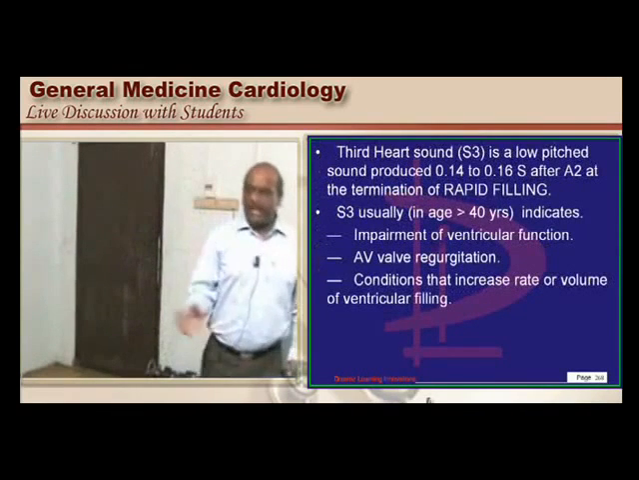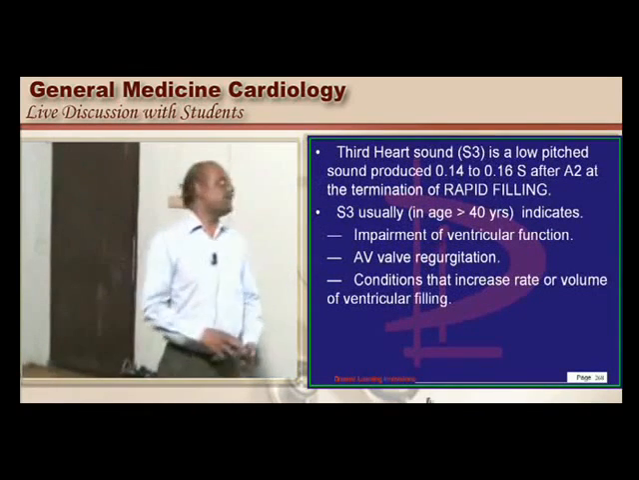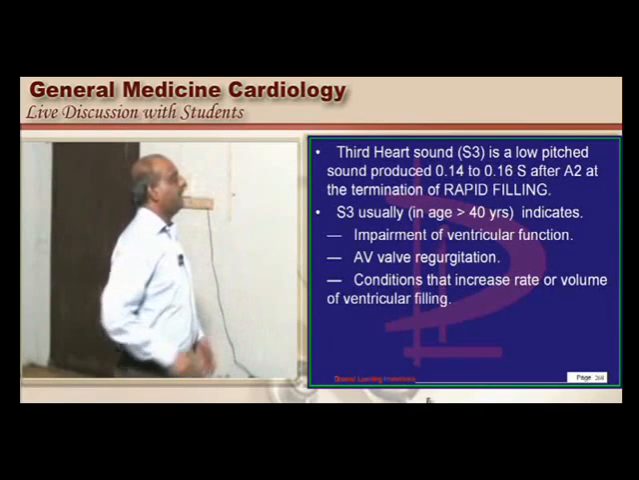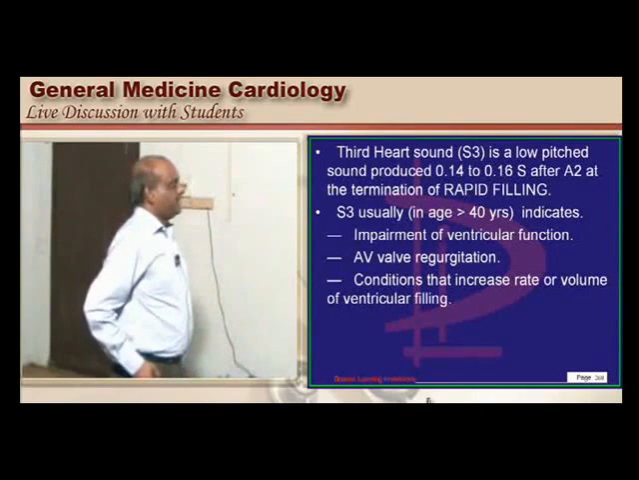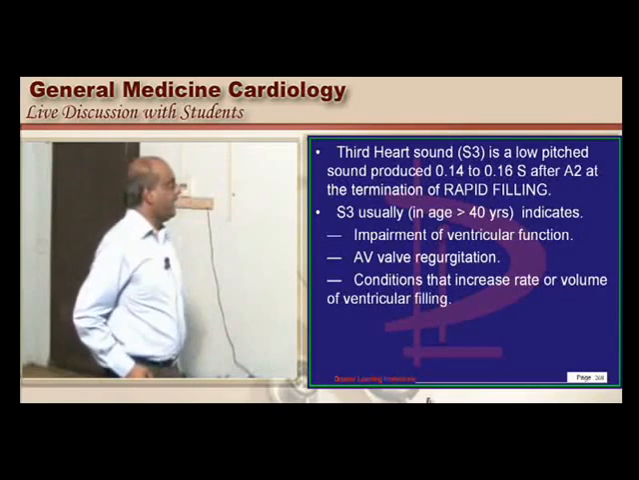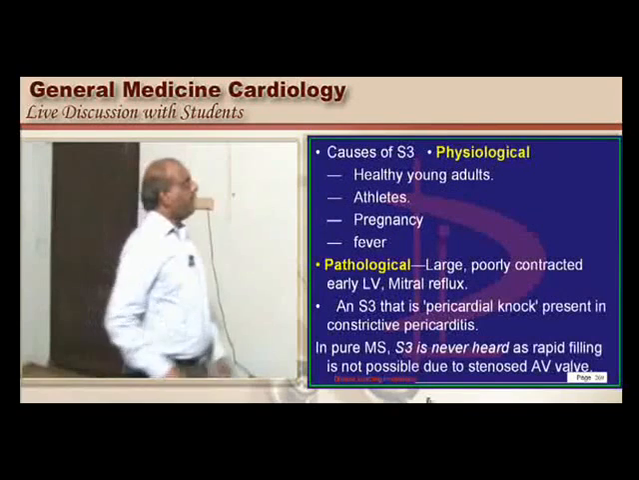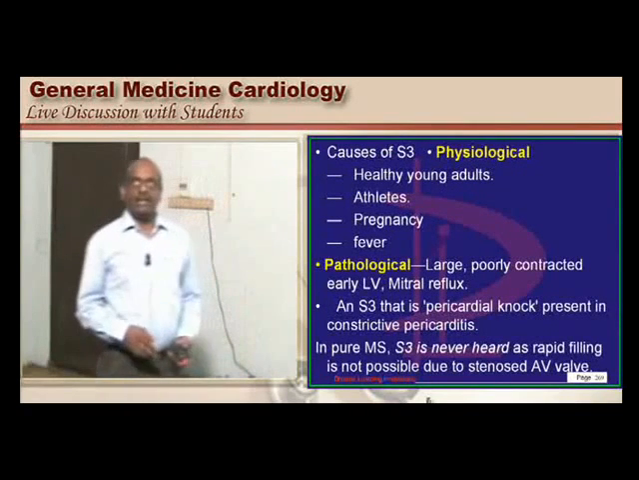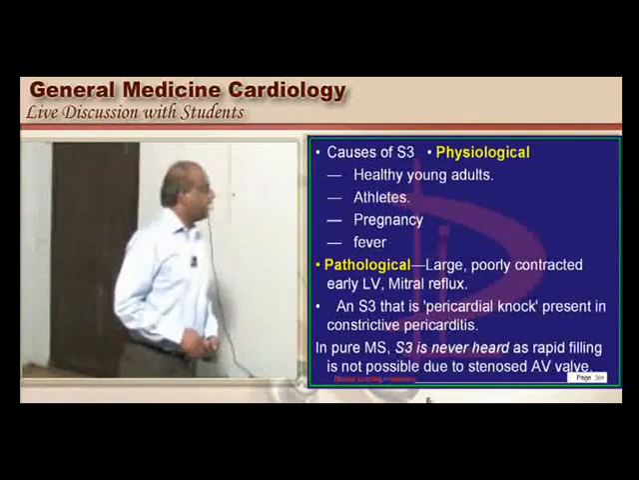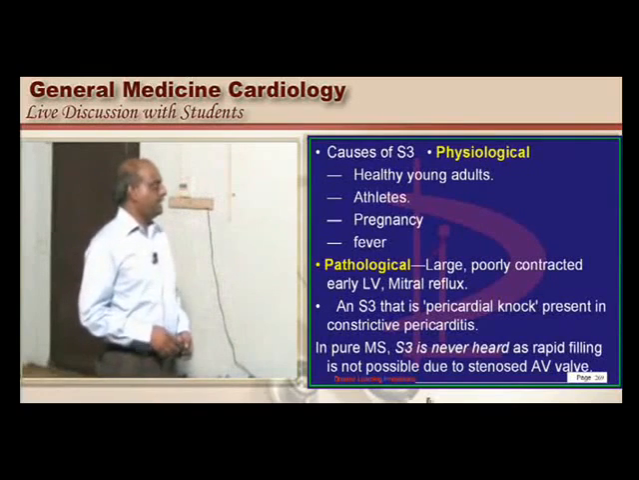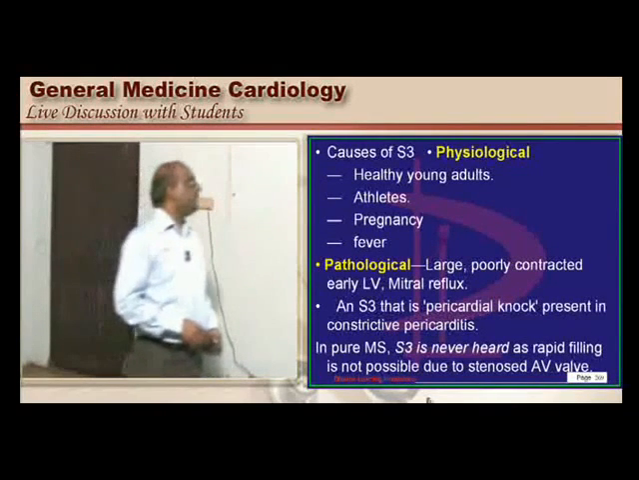Then S3 can be a normal finding in certain subsets of the population, sometimes in those aged less than 40, but generally it indicates impaired ventricular function, AV regurgitation, etc. So where do you have physiological S3, doctor? Athletes, healthy young adults, pregnancy, fever, etc., you may find it.